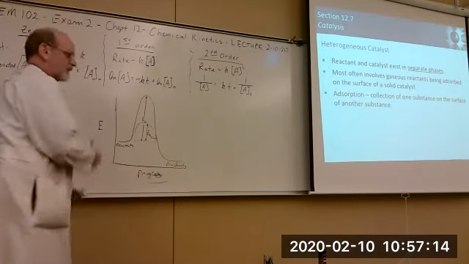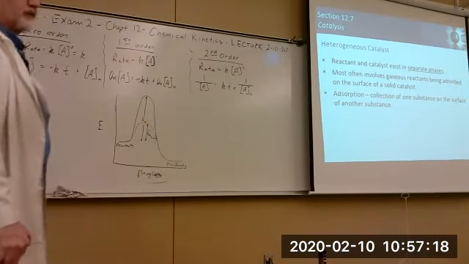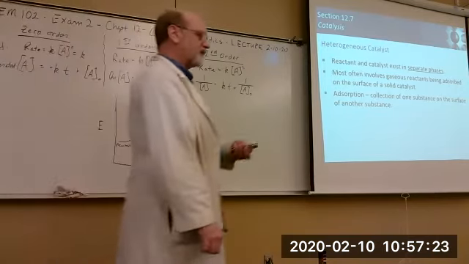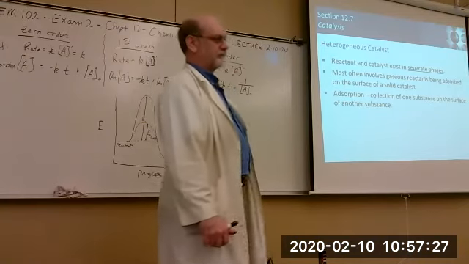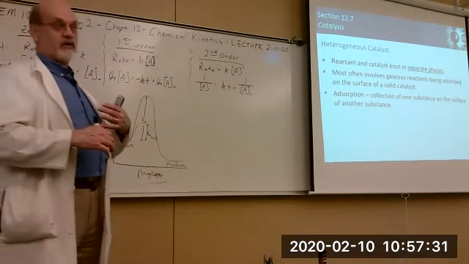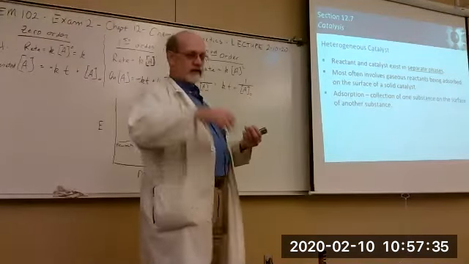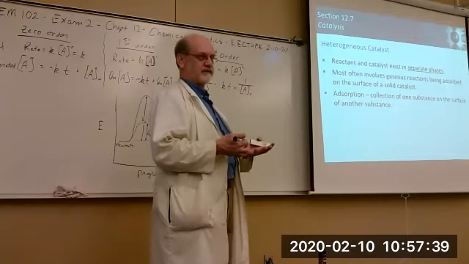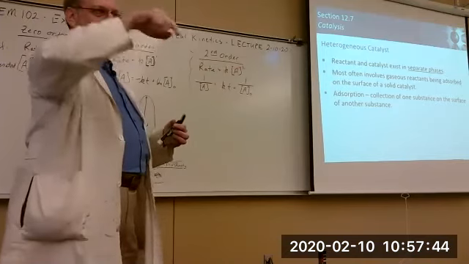Now, what types of catalysts are there? We'll go with the heterogeneous catalyst first. The heterogeneous catalyst is one in which the catalyst exists in a different phase than the reactants. The best example of that is the catalytic converter in your car, in the exhaust system. Of course, everything coming out your exhaust is a gas, but the catalyst is a solid. There's little ceramic beads coated with platinum and palladium.